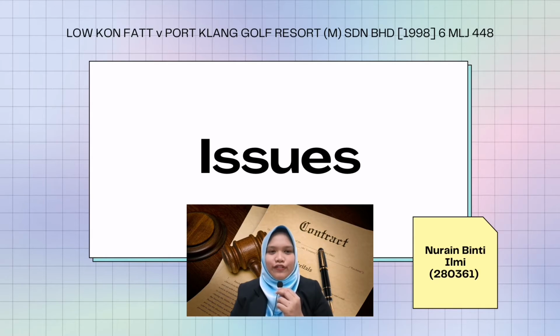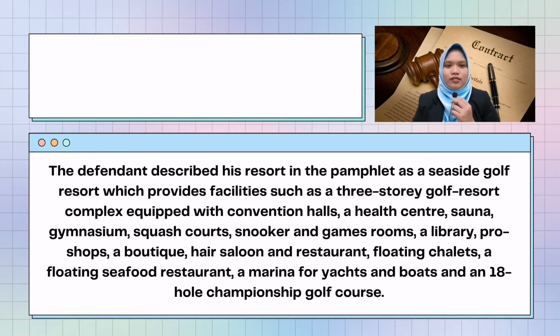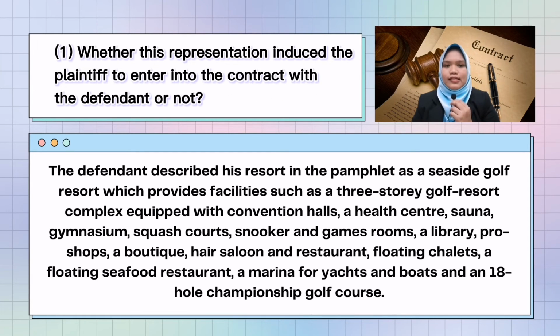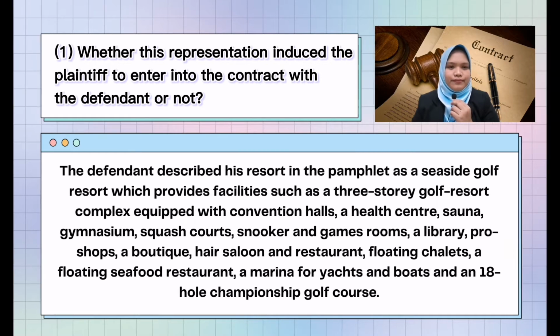Next, we move to the issues for the case. The defendant described his resort in the pamphlet as a seaside golf resort which provides facilities such as a 3-story golf resort complex equipped with convention halls, a health center, sauna, gymnasium, squash courts, snooker and games room, hair salon and restaurant, floating chalet, a marina for yachts and boats, an 18-hole championship golf course, and many more. So, the first issue here is whether this representation induced the plaintiff to enter into the contract with the defendant or not.